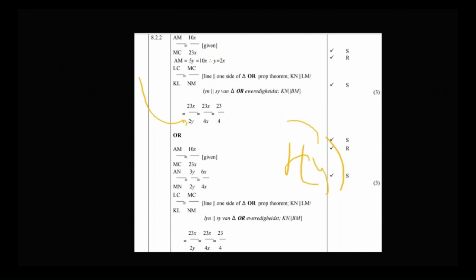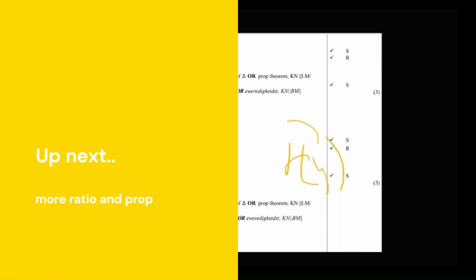Please remember to go back over this question again and again. Memorize the exact method that I've shown you in this question, because these questions do come up pretty often. Please remember to go over your rules, the line parallel to one side of the triangle, your proportionality theorem.